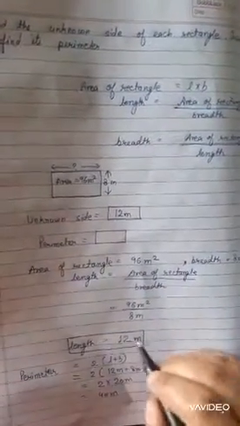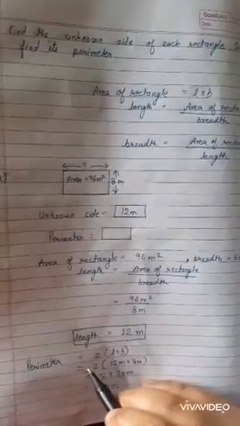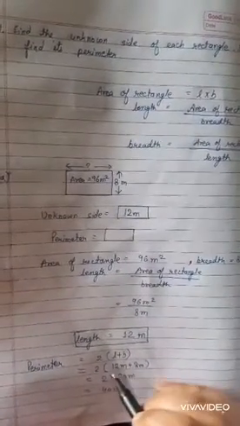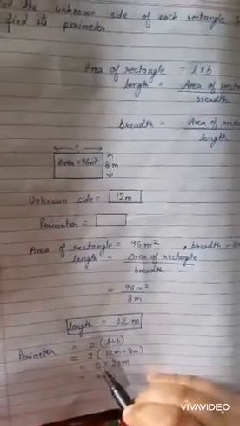So here length is 12 meter, and if we want to find the perimeter, then what is the formula of perimeter of rectangle? That is 2(l plus b). So we will put value, we will find the sum of length and breadth, that is 20. We will multiply it by 2.